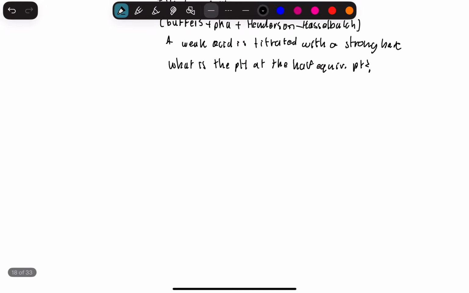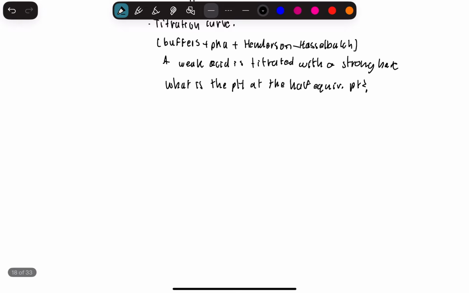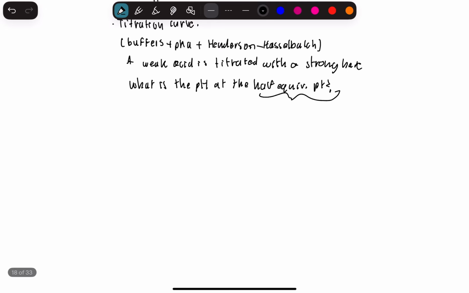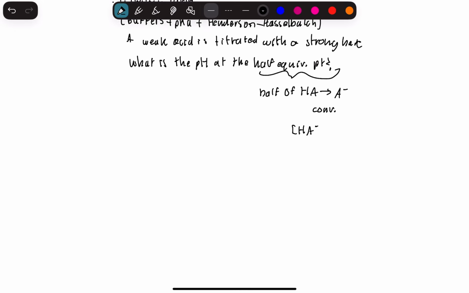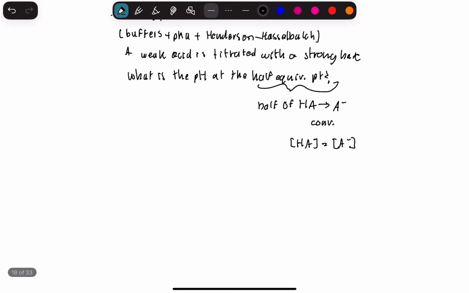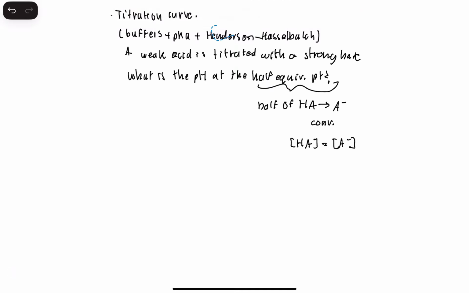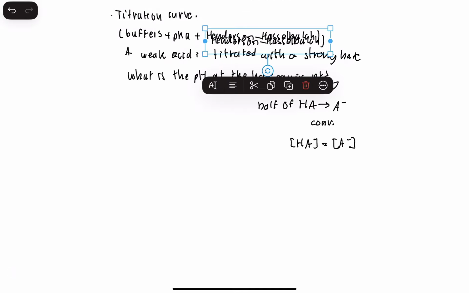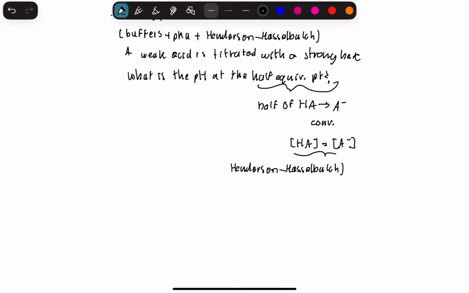Okay, so we've got to reason this out. First we have to find the half equivalence point. In order to find this point, we know that half of the HA has been converted to A minus. So that means HA is going to be equal to A minus. Now we have to plug into the Henderson-Hasselbalch equation.